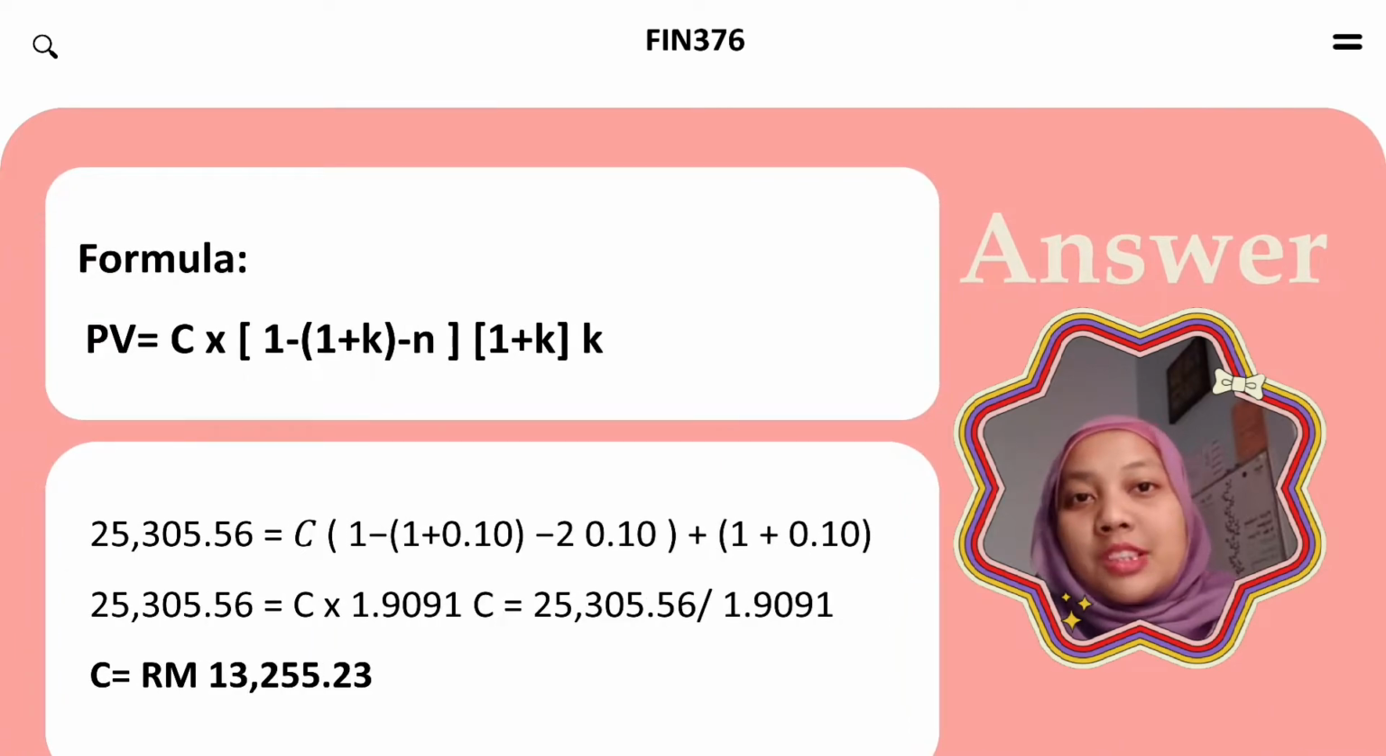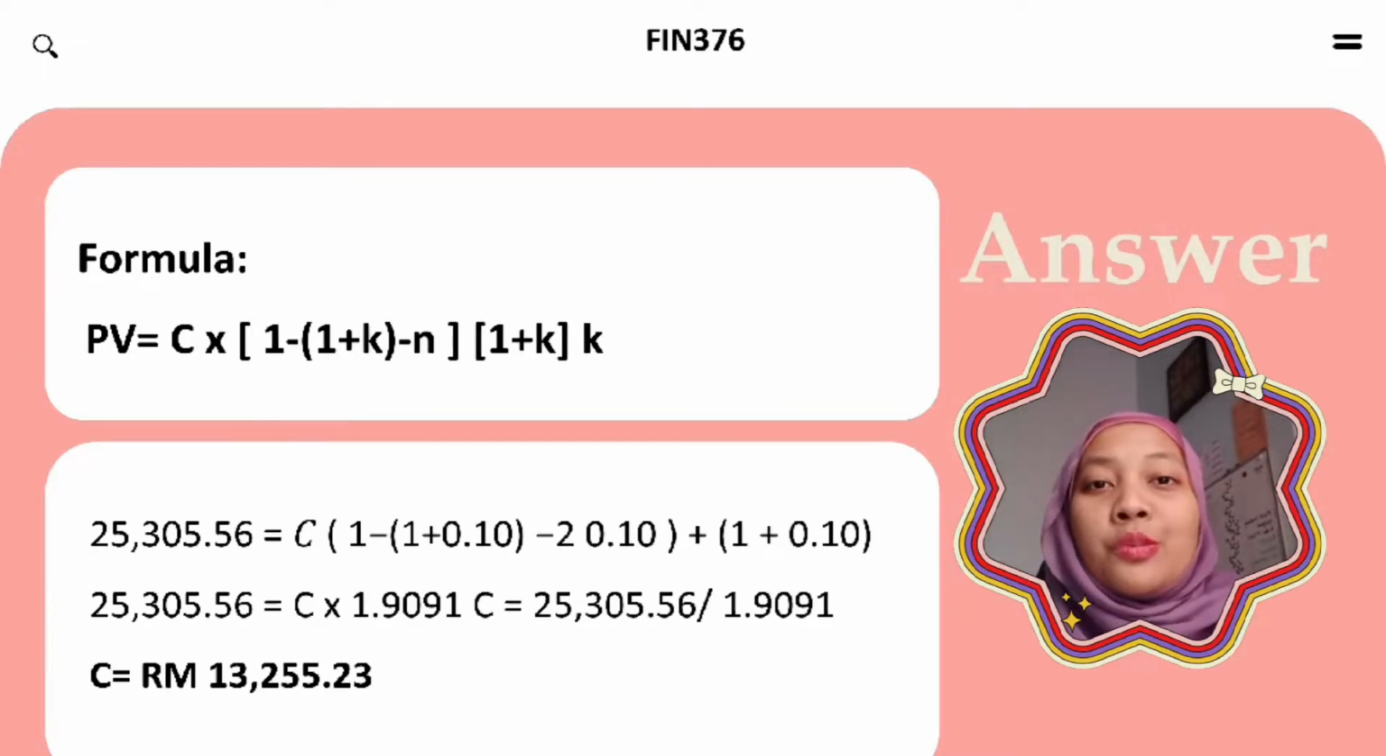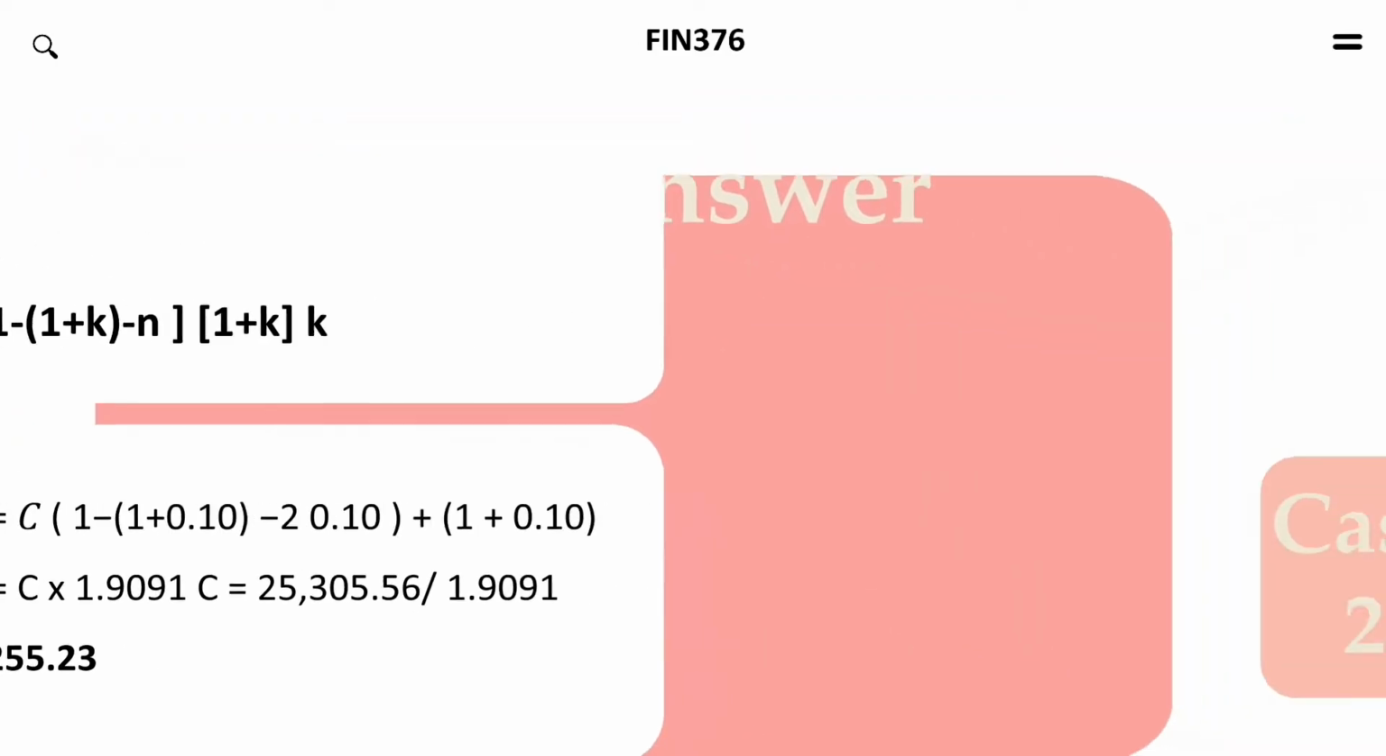Now we're going to be substituting the amount of selling price that we got earlier into the PV, the present value, and we're going to look for C. Using the formula here, we're going to have the amount of C of RM13,255.23.